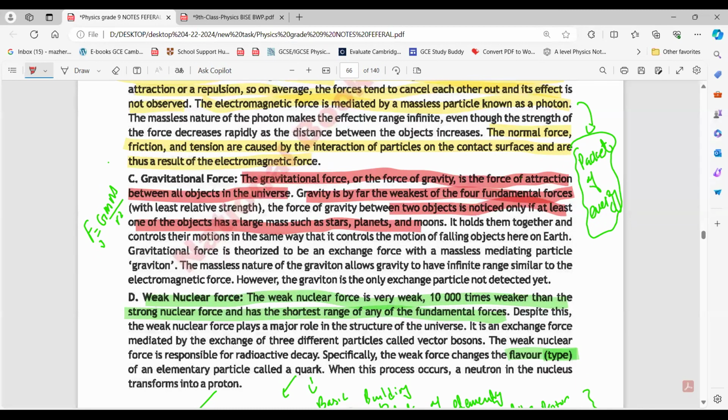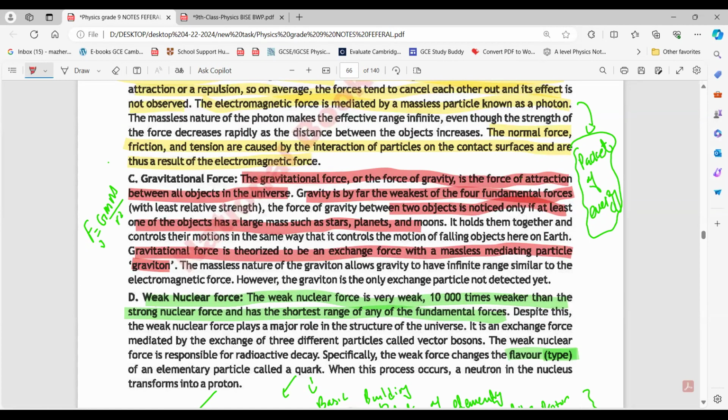So gravity is only visible if there is a major mass difference between the two objects. You guys get the point now? It is only noticed if there's a major mass difference. It holds them together and controls their motion the same way that it controls the motion of the falling object on Earth. Gravitational force is theorized to be an exchange force with massless mediating particles, gravitons.